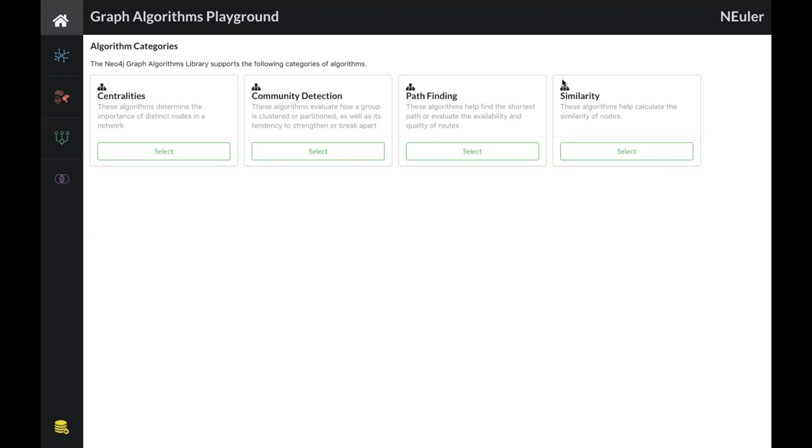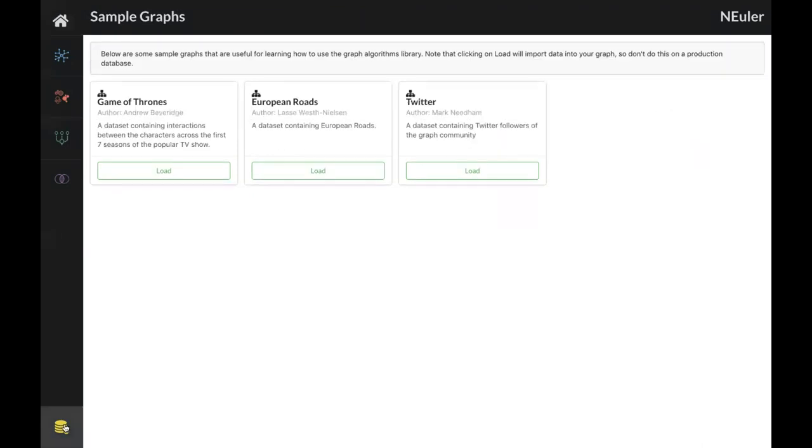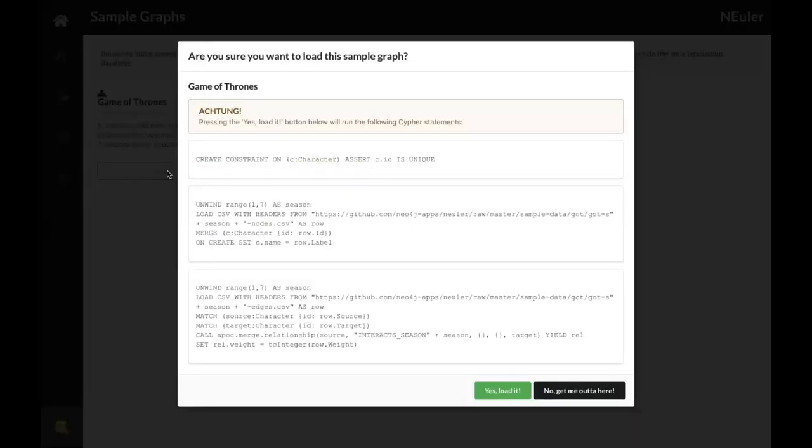There's a GUI on top of it, and that's what you're looking at here. Now, your running instance is still empty at this point in time, which is why we are going to use Neuler and upload the Graph of Thrones dataset. We do that by clicking here at the bottom, the database icon, and then you can load the dataset. What this is going to do is run three queries. Very simply put, the first one creates a constraint, an index on the characters and the IDs of those characters, and it assures that the characters are unique. That's the first query.